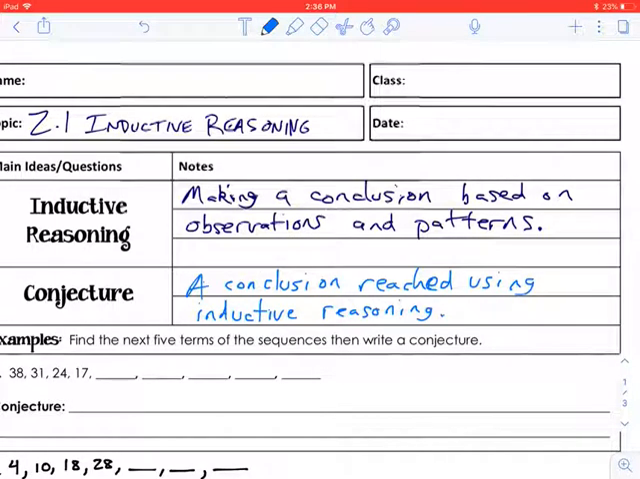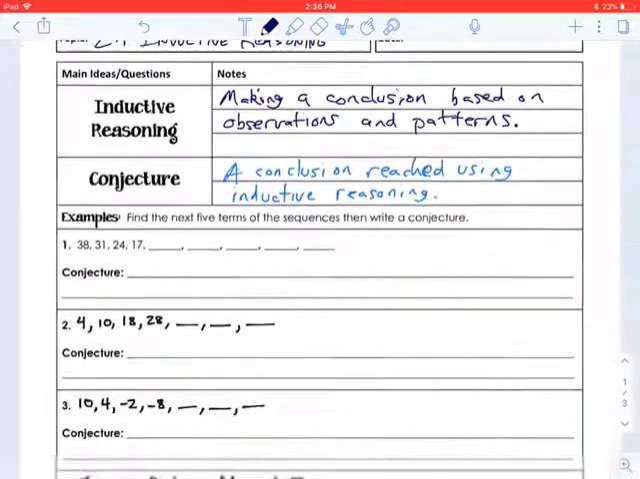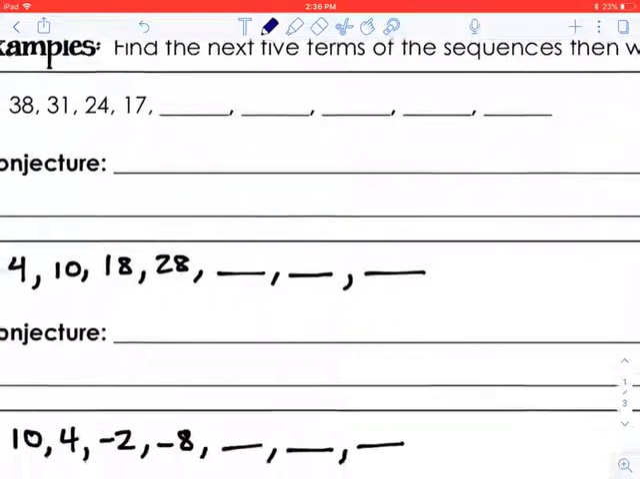Okay, there's a reason I don't write in lowercase letters usually. So let's look at some examples. Look at the pattern, see if you can figure out what the next thing is.